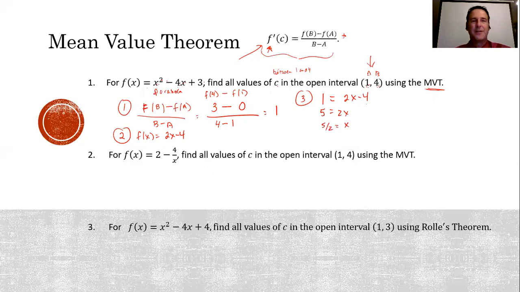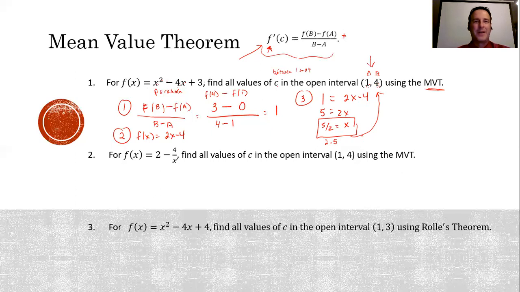Which means if you draw this parabola and look at these boundaries and draw a secant line from x equals 1 to x equals 4, the slope of that secant line will be the same as the tangent line at x equals 5/2. Now, here's what we got to make sure. Is this value in between 1 and 4? And you find that, yeah, that's the same as 2.5, and 2.5 is between 1 and 4.